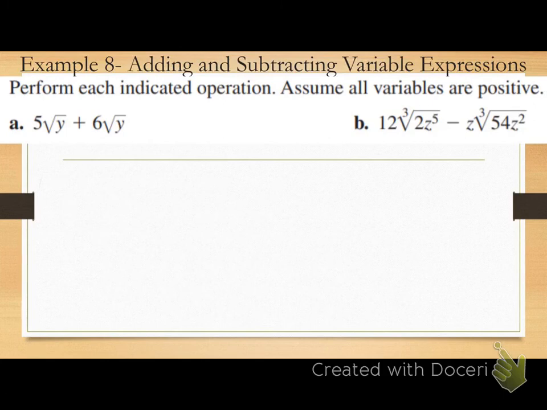So here, we're adding and subtracting like radicals. We just now have variables involved, unlike we did earlier. Make sure we're all awake, please.